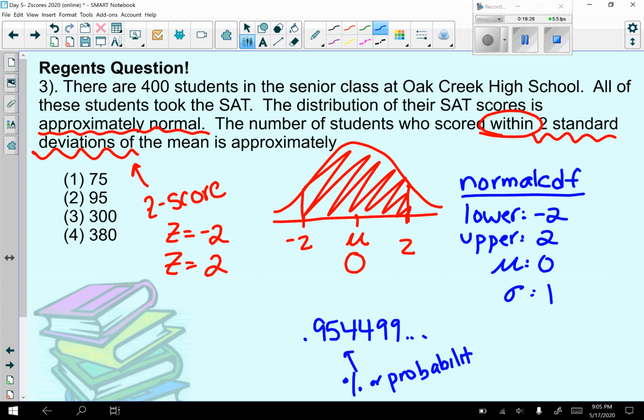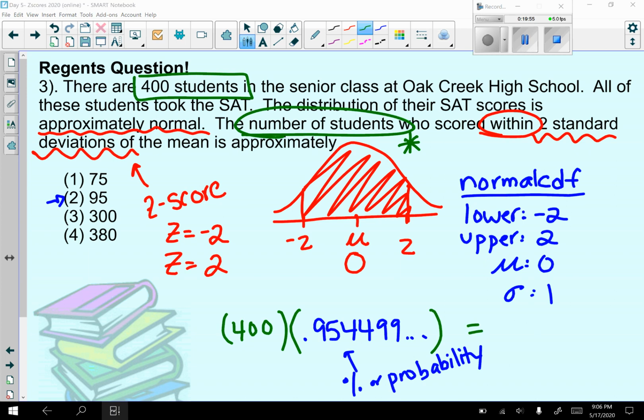And by looking at the answer choices, I know that that seems wrong, but if I converted it to a percent, I could possibly say 95, but I want to read my question carefully. It says the number of students who scored. So I am looking for the number, which means I need to take my 95% and multiply by the 400 students they told me about.